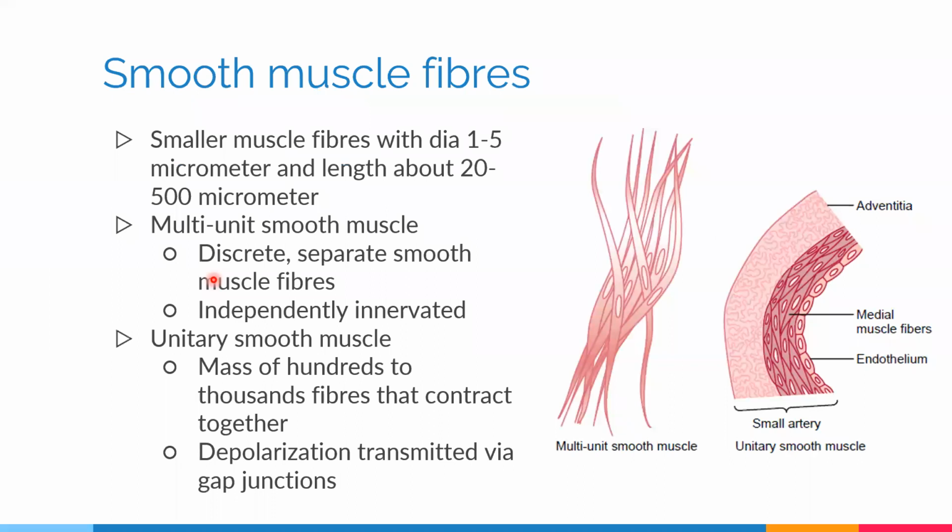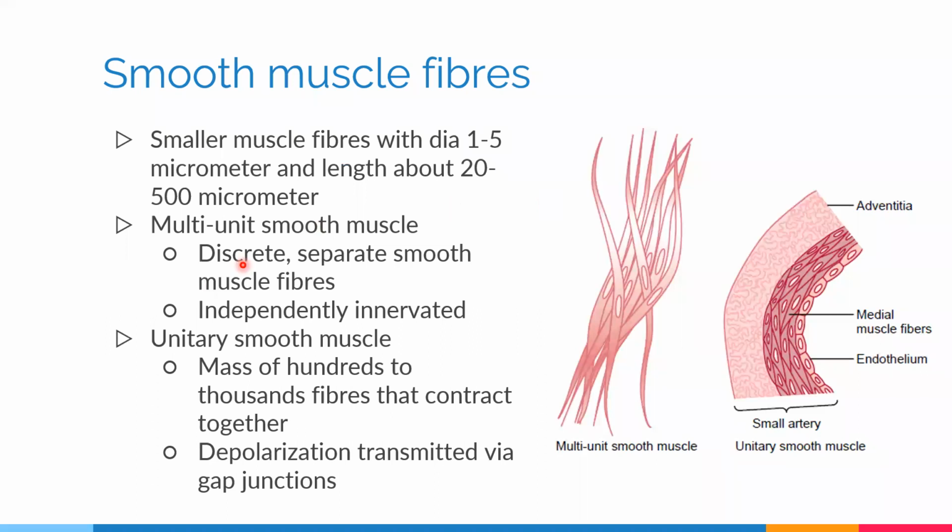Next, after all this discussion, we are finally over with skeletal muscle fibers, and we look into smooth muscle fibers. Smooth muscle fibers are smaller muscle fibers with a diameter of 1 to 5 micrometers and a length of about 20 to 500 micrometers. Smooth muscle fibers are not related to our skeleton, but are related to glands and visceral organs present in us. So they essentially line various glands and visceral organs such as the urinary bladder and form the wall around it.